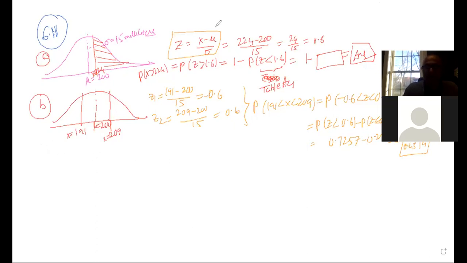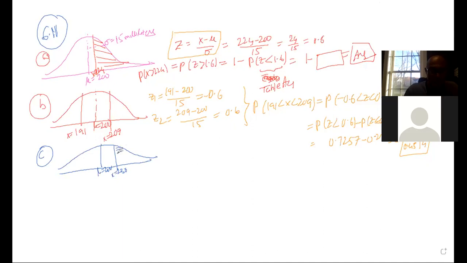Okay, then let me go for C part. C part says how many cups will probably overflow if 230 milliliters cups are used for the next 1,000 drinks? For the next 1,000 drinks, that's okay, but we want 230 now. So I can again draw the picture. This is my nu equal to 200, and 230, my x value, is somewhere over here. So my x is greater than 230, right?